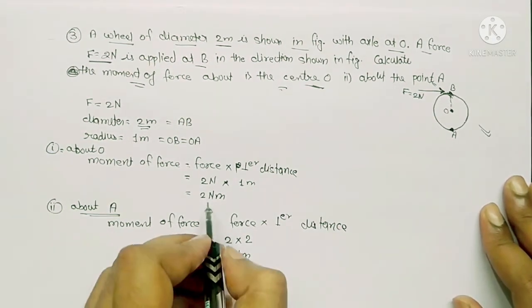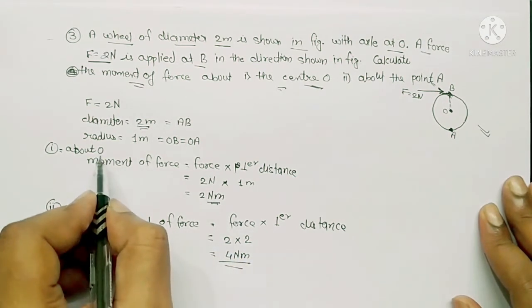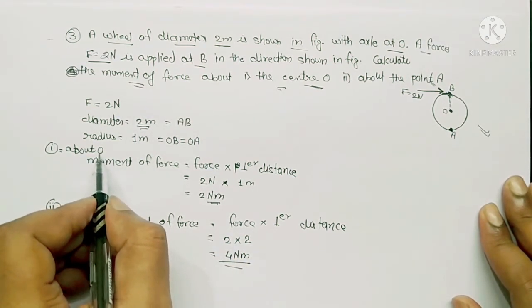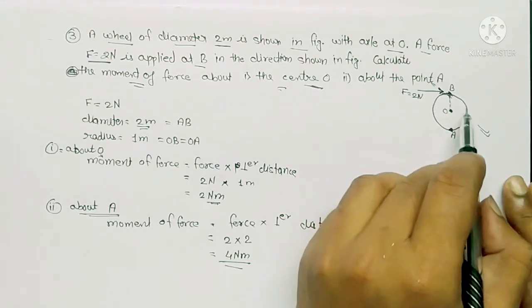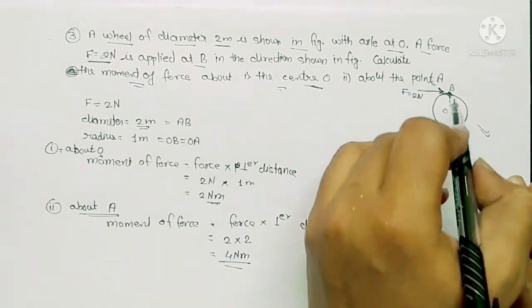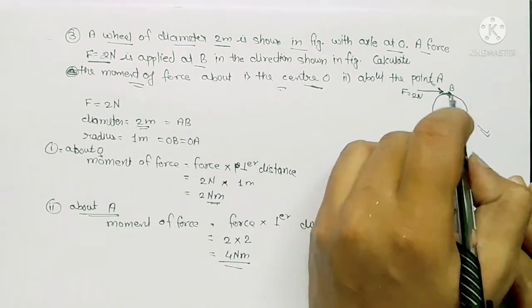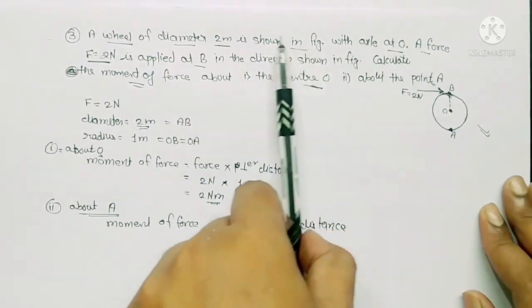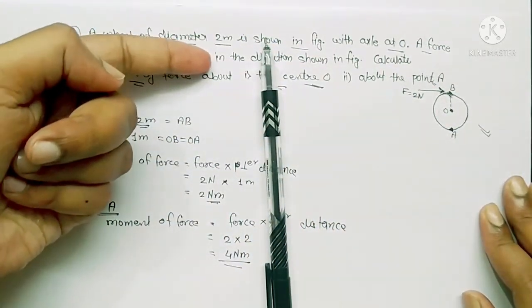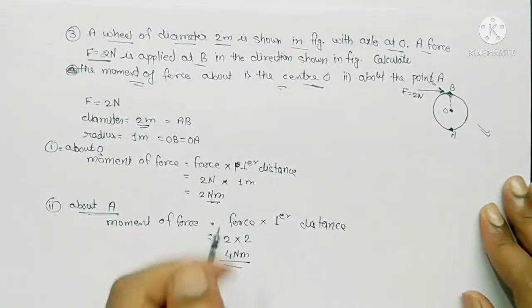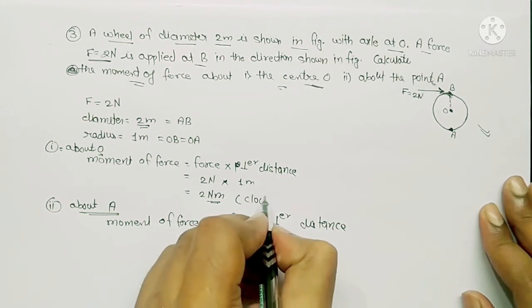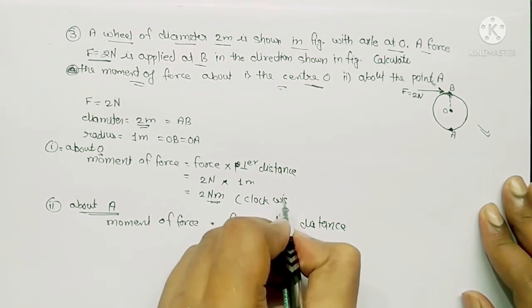Now see, when we apply the force at a point, about O, what will happen? This wheel will rotate in a clockwise direction because we are applying the force on this side. If this is the wheel axis, when you apply the force on this side, this will start moving in a clockwise direction. So this moment of force will be simply clockwise.